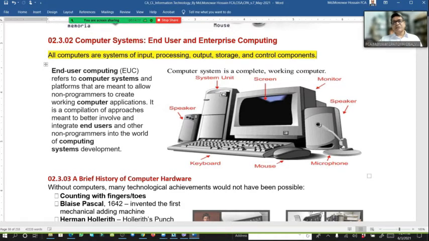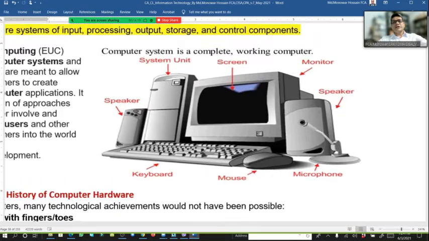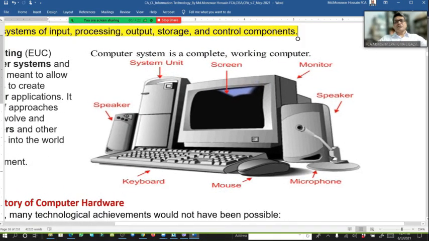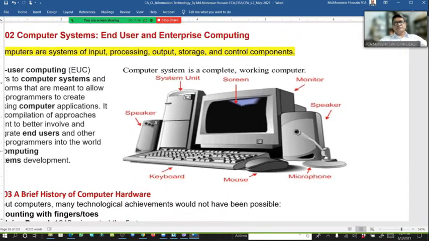For the system developed, a computer system is a complete working computer. This one here is also hardware. The system units here are the monitor, keyboard, speaker, microphone, mouse, etc. And within the monitor, there is the screen.